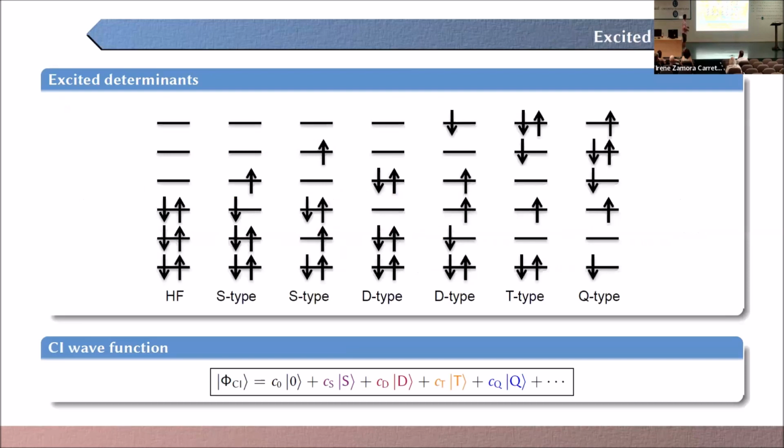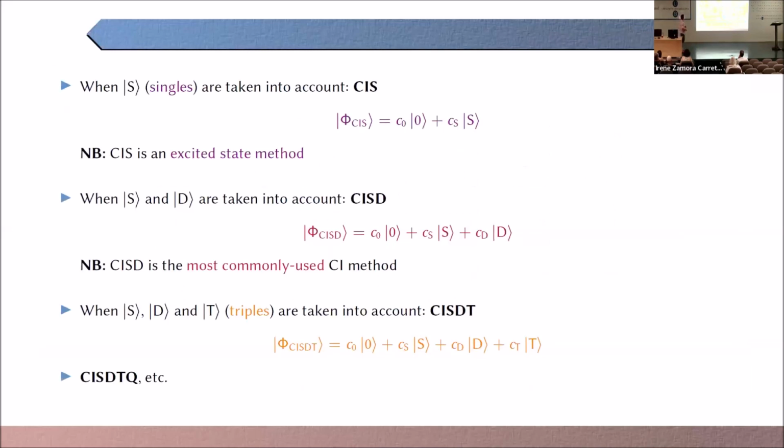All right, so the sticks, the lines here are molecular orbitals. The arrows are electrons. So here you have a good old Hartree-Fock ground state determinant, and you're going to improve your wave function by including single excitations, double excitations, triple excitations, and so on. So that's going to be basically summarized like this.